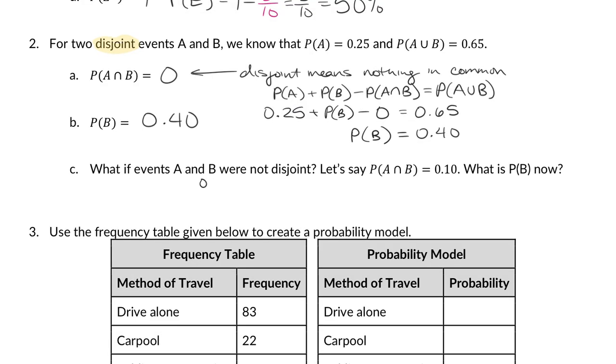If we plug this all back in, it's 0.25 plus the probability of B minus 0.10 equals 0.65. I know why you said 0.3, 0.5. We have to combine like terms first on the left side of this equation. This ends up being plus 0.15, because 0.25 minus 0.10 is 0.15. Then subtracting to the other side, 0.65 divided by 0.15, you get 0.50.